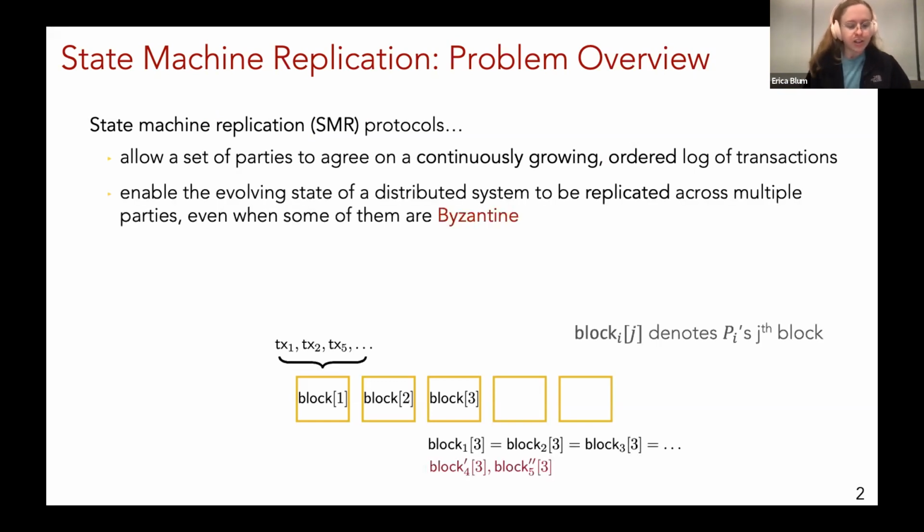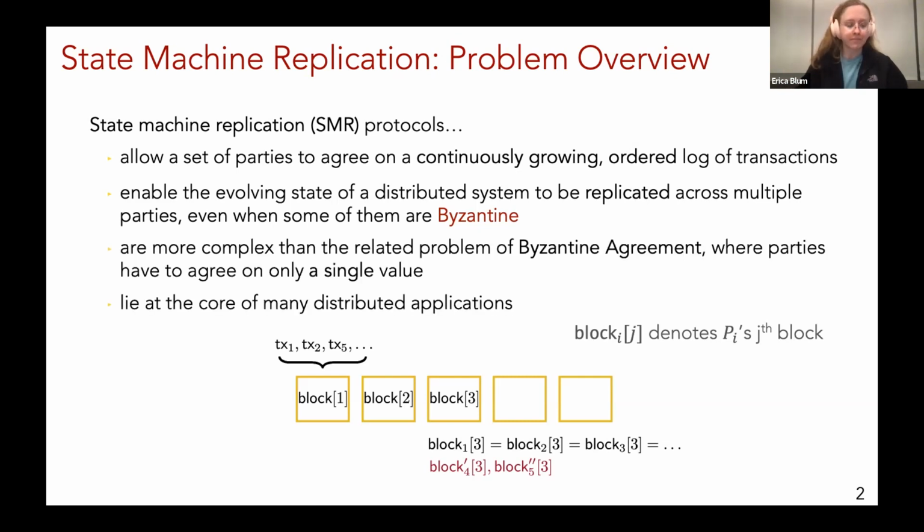The key challenge here is that some of the parties might be faulty or Byzantine, which means that they might deviate arbitrarily from the protocol. And for an SMR protocol to be secure, we require that all honest parties agree on the sequence of blocks that were output and the transactions in those blocks, even if the faulty parties are being coordinated by some single mastermind adversary.